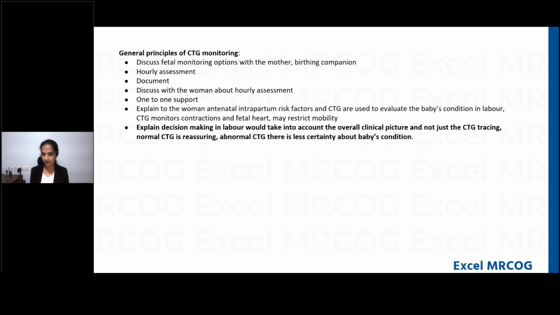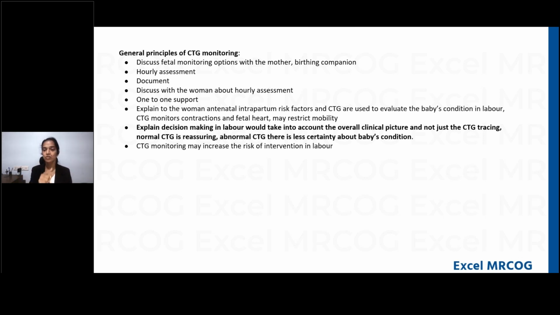Normal CTG is reassuring. However, when the CTG is abnormal, there is less certainty about the baby's condition. So these are the points that you need to keep in mind. And CTG monitoring for everyone may increase the risk of intervention in labor, which is why it is recommended for high risk patients. So these are the principles of CTG monitoring which you need to keep in mind.